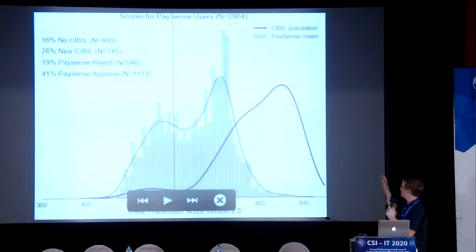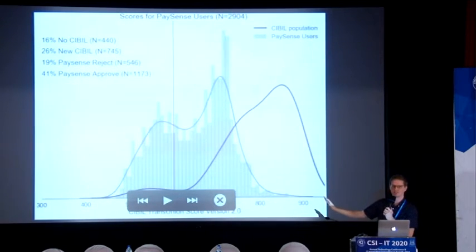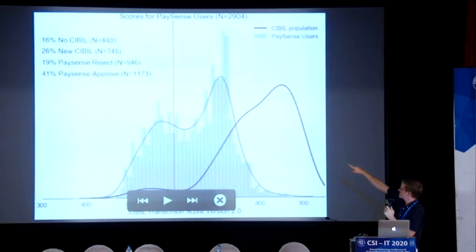So you can see the blue line is the distribution for PaySense users. And you can see it's considerably left shifted. So we're looking at a different market, a market that's a little bit lower on the scale. And you can also see up on the top right, 16% no CIBIL and 26% new CIBIL. So that's about 40% that don't even have a CIBIL score. So how do we understand this population when they don't look like the normal population that's being lent to?